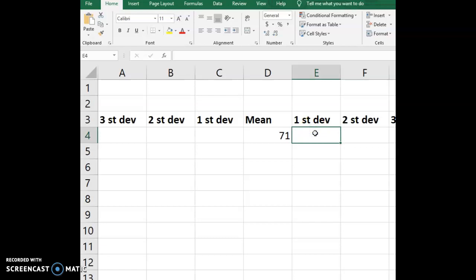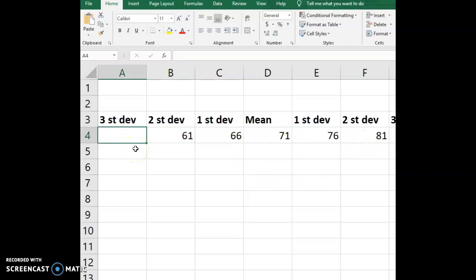So if you add 5 to 71, you get 1 standard deviation above the mean. Subtract 5, and we would get 66, which is 1 standard deviation below the mean. The empirical rule tells us 68% of the data falls between 66 and 76. If you do 2 standard deviations, we add 5 again, we'd get 81, subtract 5 again, 61. Empirical rule says 95% of the data falls between 61 and 81.